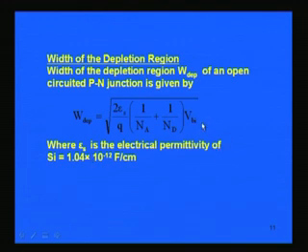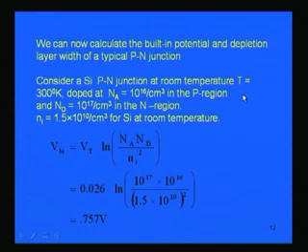If I consider this silicon material, it is 1.04 into 10 to the power minus 12 farad per centimeter. So, now if we know these two expressions, we can find out the typical value of the barrier potential or built-in potential and depletion layer width for a PN junction.